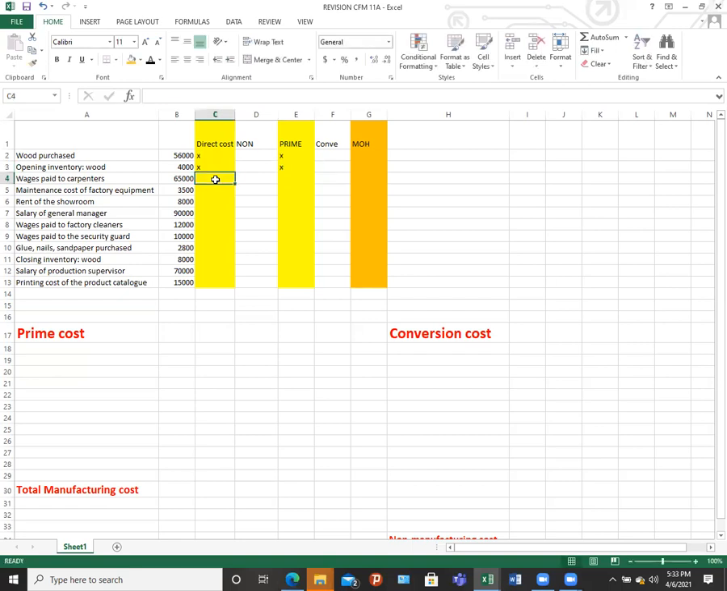Wage is direct, prime, and then conversion cost. And then maintenance for factory. It's not non-manufacturing, it's manufacturing overhead. Listen, everywhere where it says factory, just know it is a manufacturing overhead, guys. And then it is your conversion, guys.